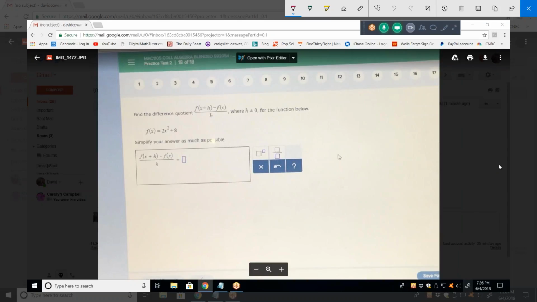The classic calculus, the difference quotient. Remember this? A little bit. I have an idea how to do it. It would be 2x squared plus 8 plus h. Let me give you a little bit better way of starting this. Figure out what this is for starters. Just spell it out. Okay, so that would just be 2x squared plus 8 plus h.